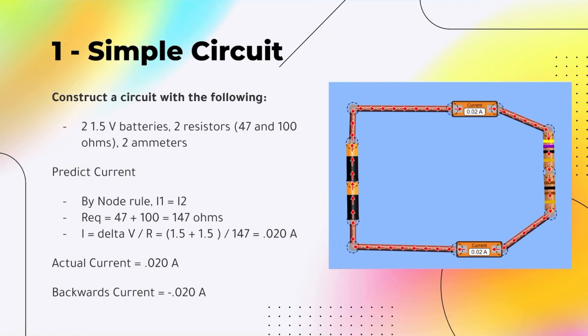First, we construct a simple circuit using the following. In order to predict the conventional current, we can use a combination of loop and node rules. By node rule, I1 and I2 are equal. Since the resistors are in series, total resistance is 147 ohms. We can calculate that the current is 0.020, which is the actual current. In reverse, it will be negative 0.020.